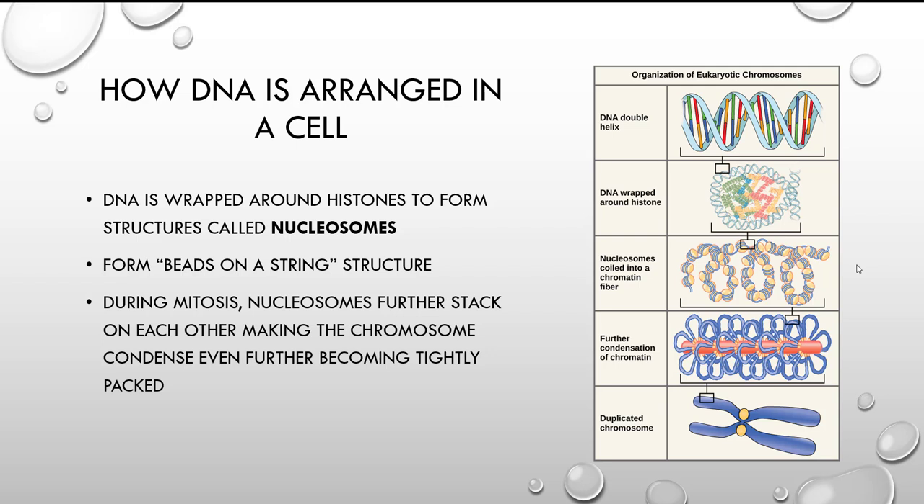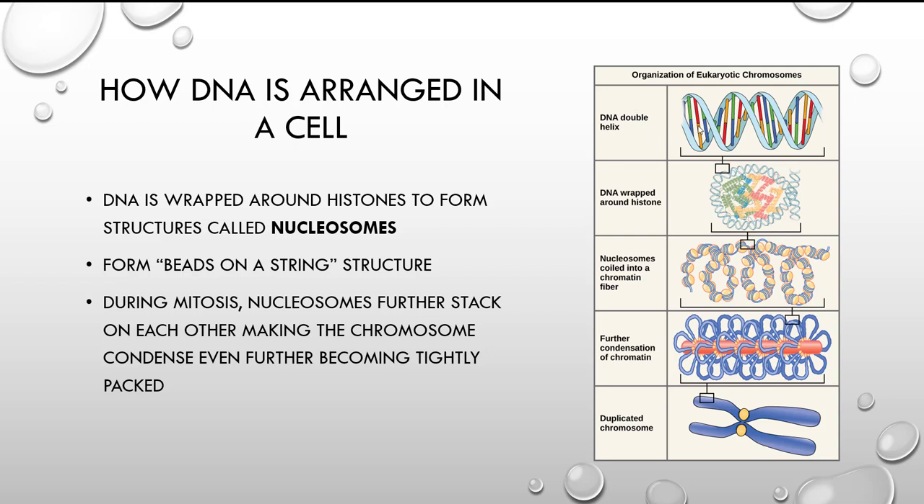during interphase. But as we know in mitosis, under a microscope, we can actually see the chromosomes. So the nucleosomes are going to start to further stack on each other. Okay, so they're going to further condense. So they're stacking on each other and becoming tightly coiled around each other to form the actual chromosome that's visible. All right. So you can see what it looks like when it's organized.